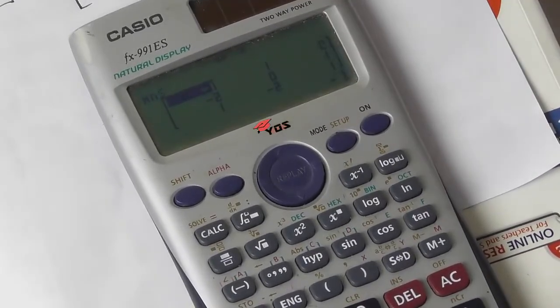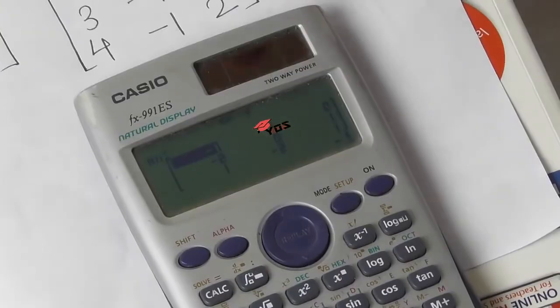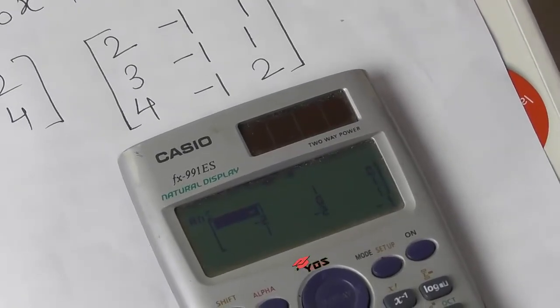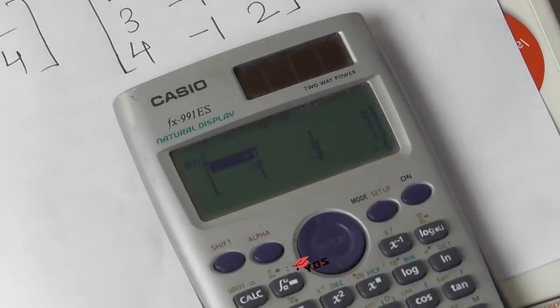So this way we are able to calculate the inverse of the matrix, we are able to calculate the determinant of the matrix, we are able to calculate the trace of the matrix and so on using this calculator.